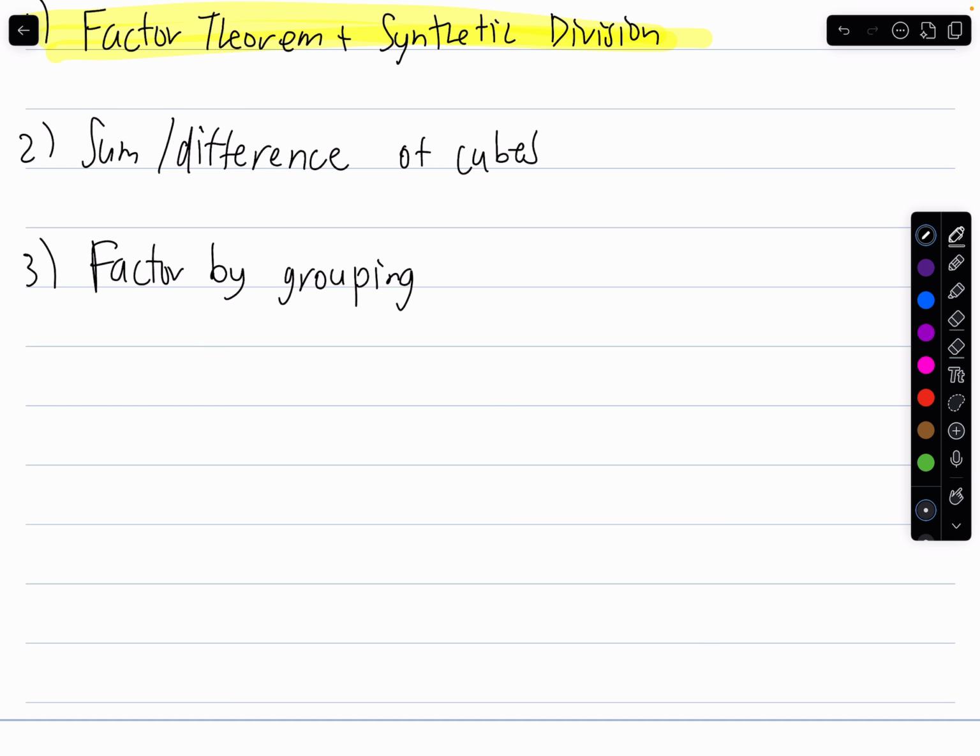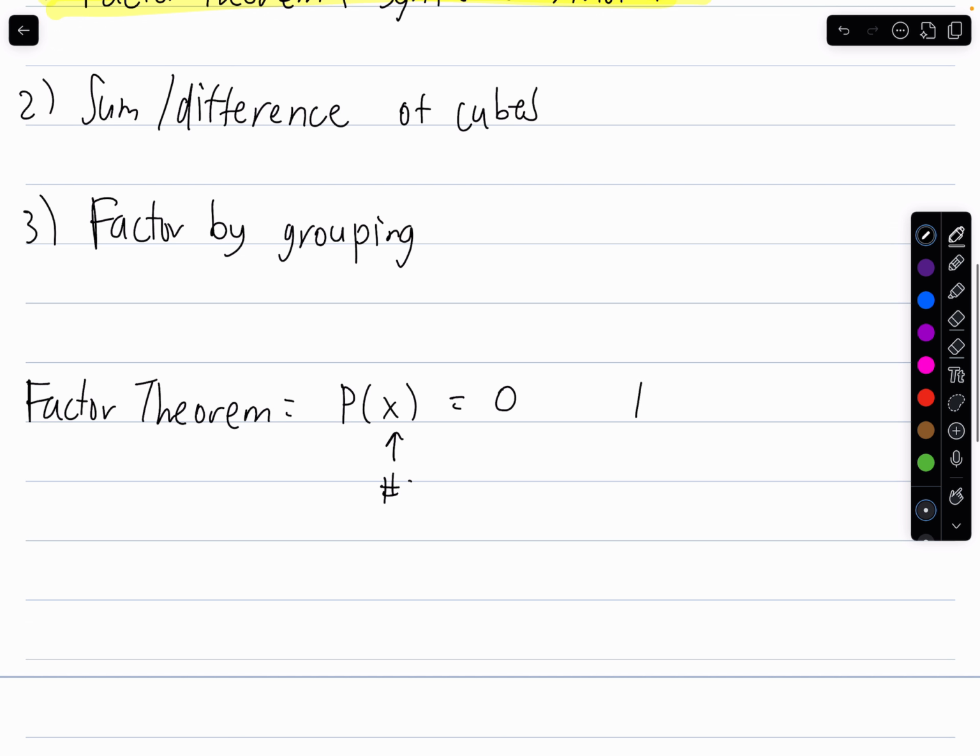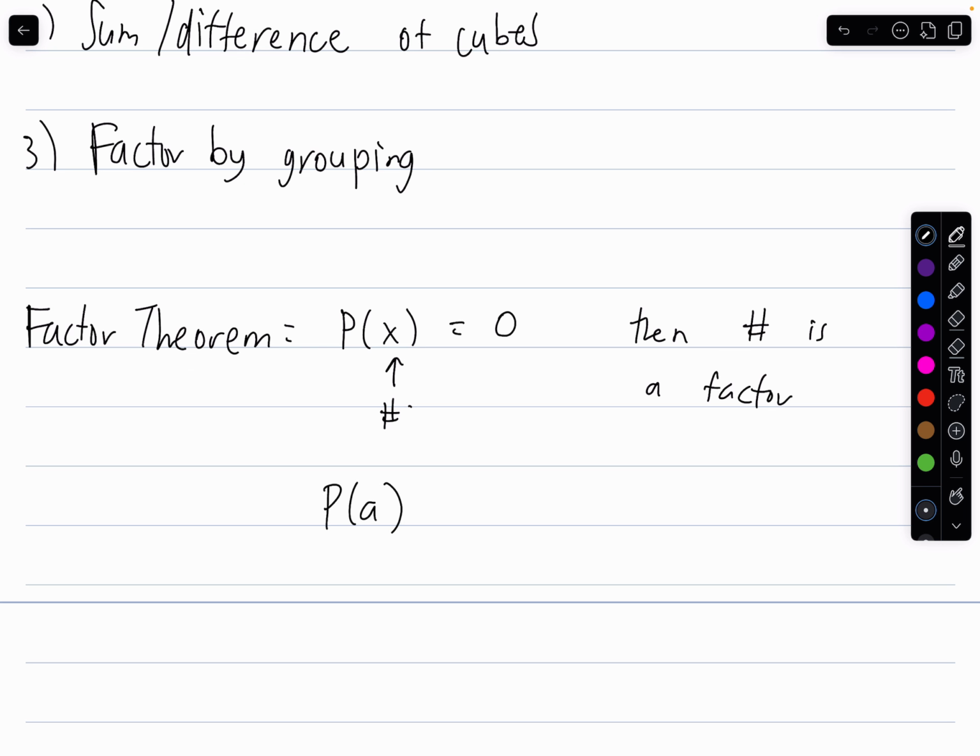So let's review. What is factor theorem? With factor theorem, we're trying to determine if something is a factor. We take p at a certain number, whatever number that is, and see if it equals 0. If that number does make the function equal 0, then we know that number is a factor. Sometimes you may see it in your textbooks written as: if p at a is equal to 0, then x minus a is a factor.